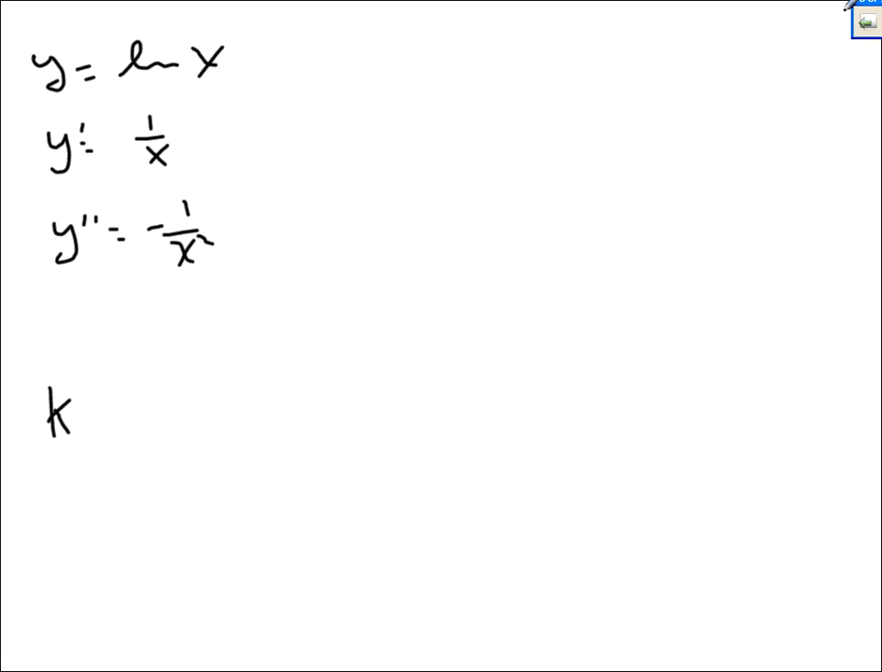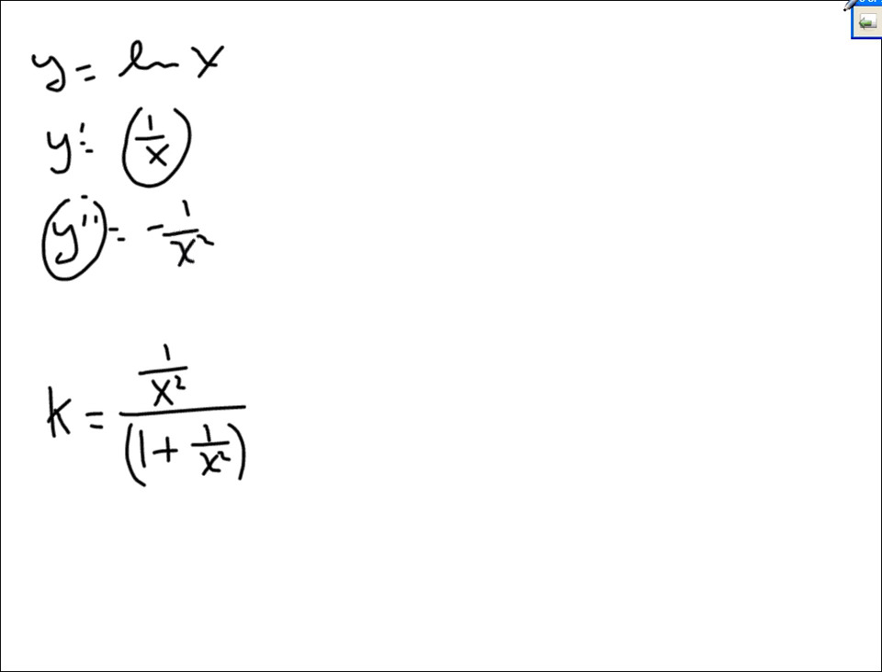Okay, let's try the same thing for y is equal to ln of x. So y prime will be 1 over x, and y double prime will be negative 1 over x squared. So the curvature is the absolute value of y double prime, which is 1 over x squared, divided by 1 plus y prime squared, which is 1 over x squared. And this is all to the 3/2 power.